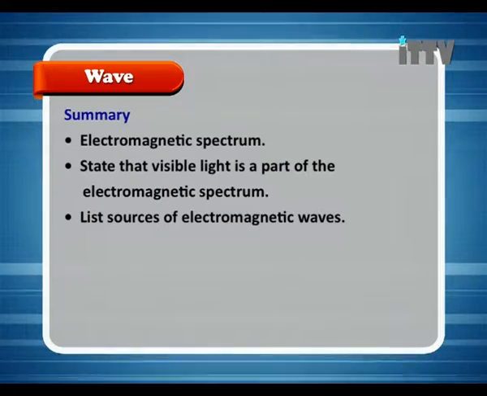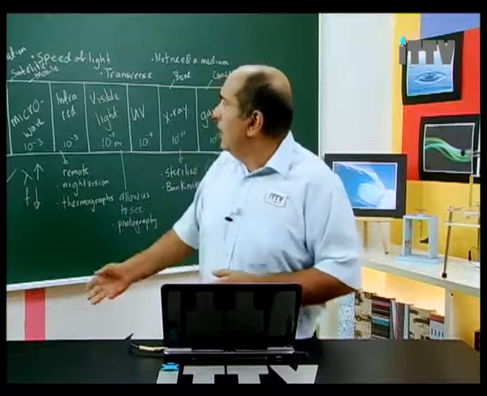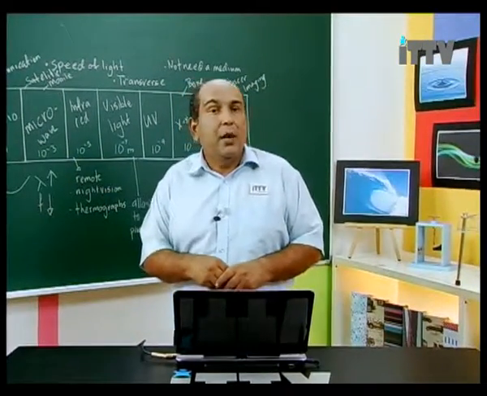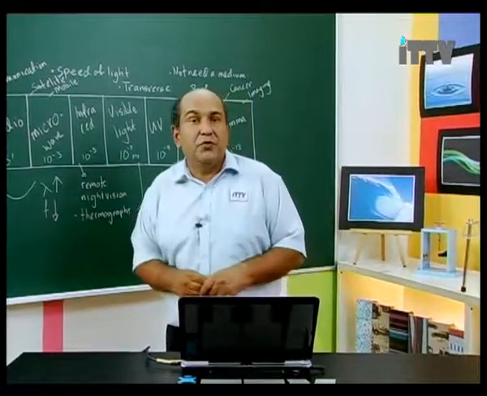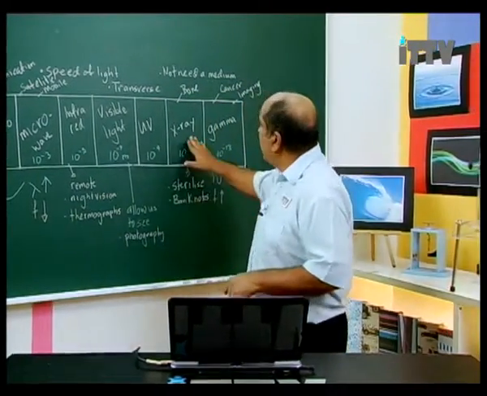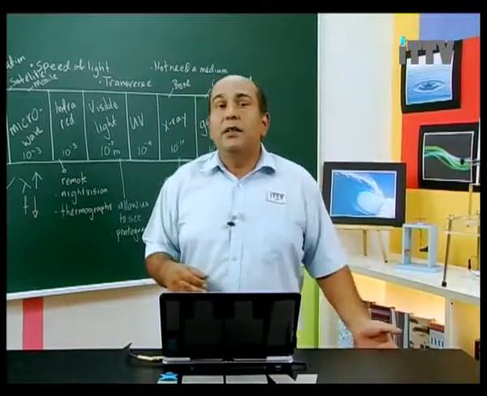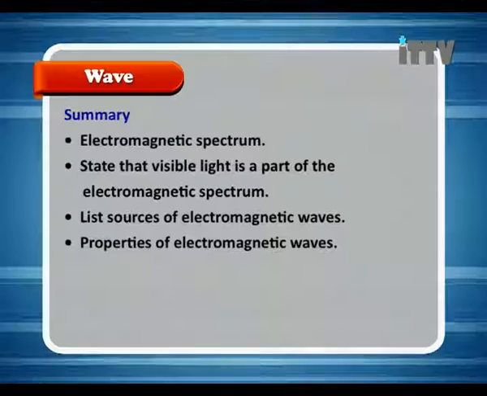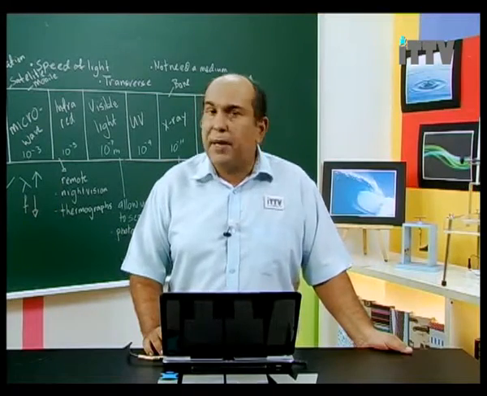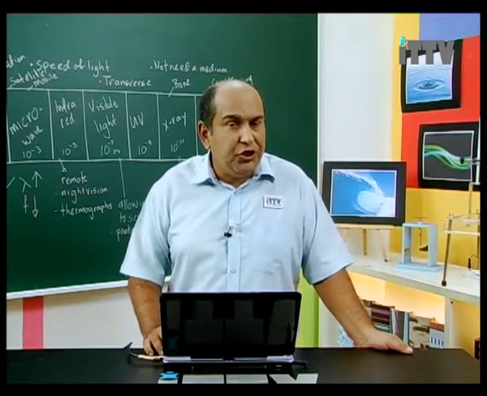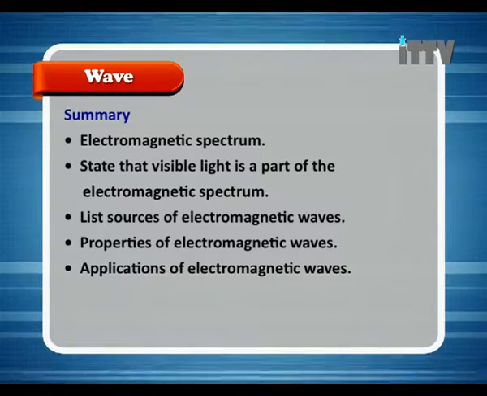List sources of electromagnetic waves. So, how do we get these electromagnetic waves? Radio waves and microwaves can be produced by oscillating systems. Infrared comes from heat sources. Our X-rays and gamma rays, well, these come from nuclei of radioactive particles. Properties of the electromagnetic waves. These are the key things: penetrating power, the amount of energy being transferred. And finally, applications of electromagnetic waves.